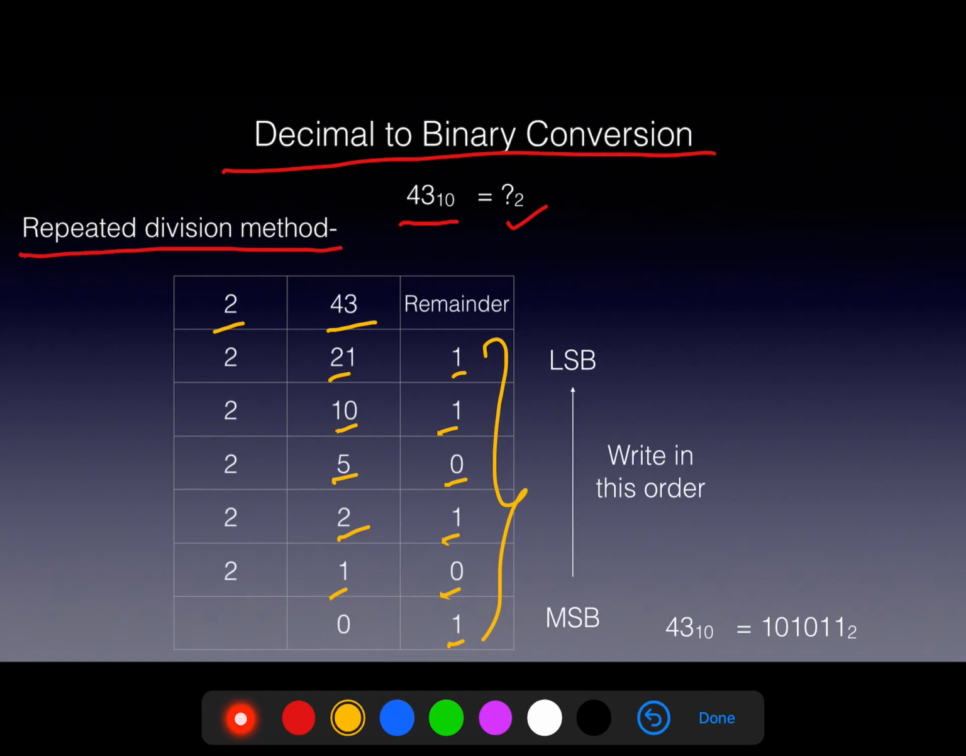Now here we have to keep this very clear: the first remainder, which was on the top, is the least significant bit, whereas the one at the bottom is called the most significant bit. So while writing, we write in this order, as clearly shown with the arrow from bottom to top. While writing these remainders, make sure that you follow the bottom to top approach. So that is why we are writing 1 0 1 0 1 1.